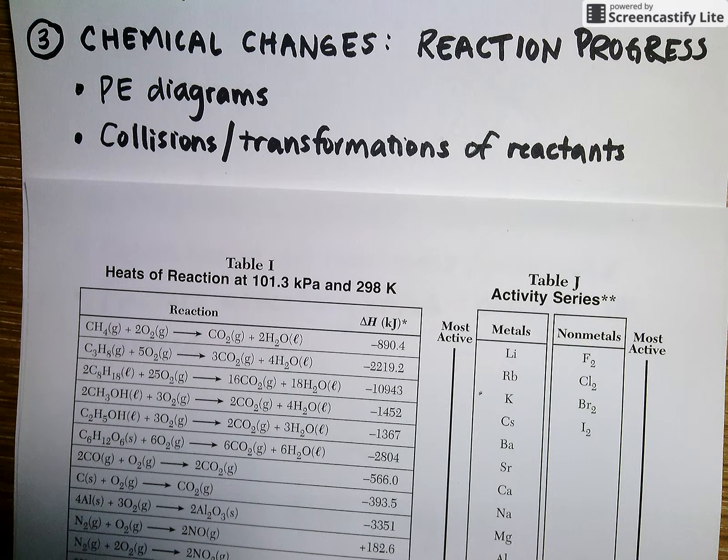Hi, and welcome to the third topic of our Unit 9 Remediation series, where we'll be looking at chemical changes and tracking the progress of a reaction using potential energy diagrams. We'll look specifically at how these diagrams show the transformation of reactants into products in terms of effect of collisions and how energy is either absorbed or released, and the chemical vocabulary that's associated with those changes.